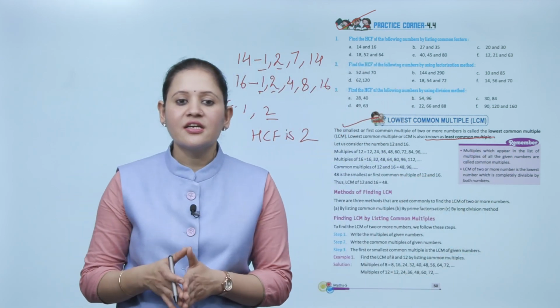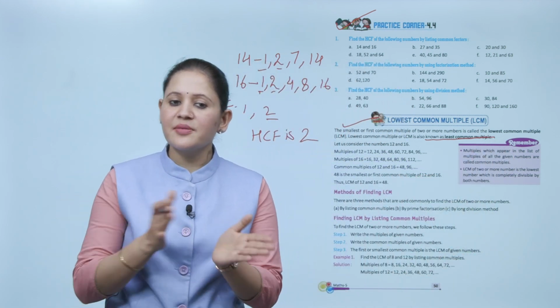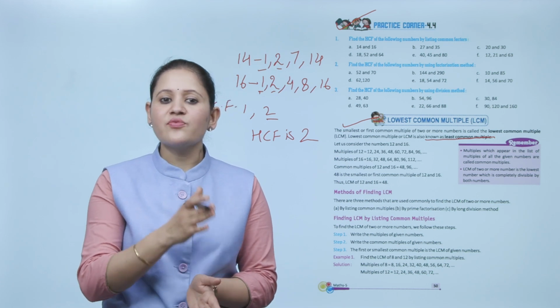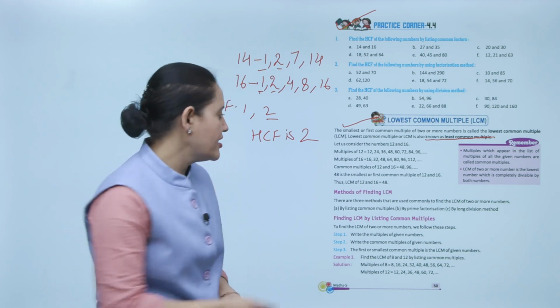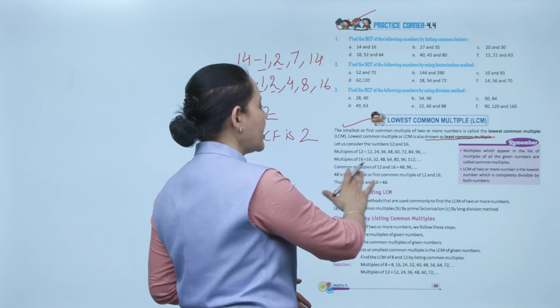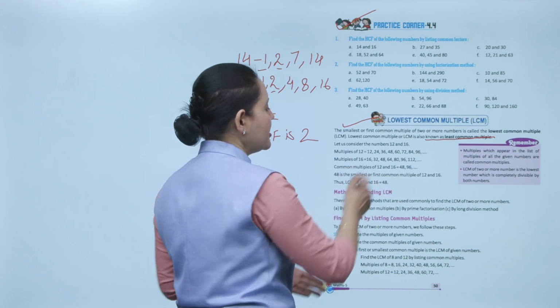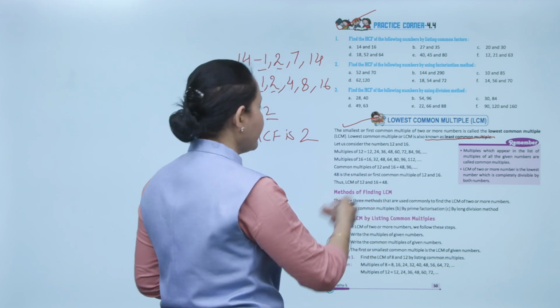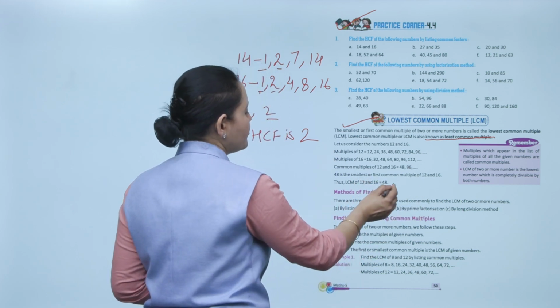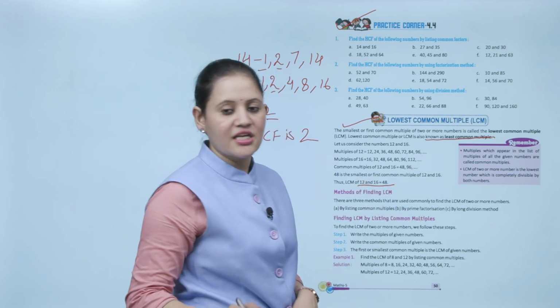Let us consider the numbers 12 and 16. Multiples of 12 are 12, 24, 36, 48 and so on. Multiples of 16 are these. Now we'll write the common multiples, that are 48 and 96. And the least means छोटा कौन सा है, that is 48. So LCM of 12 and 16 is 48.